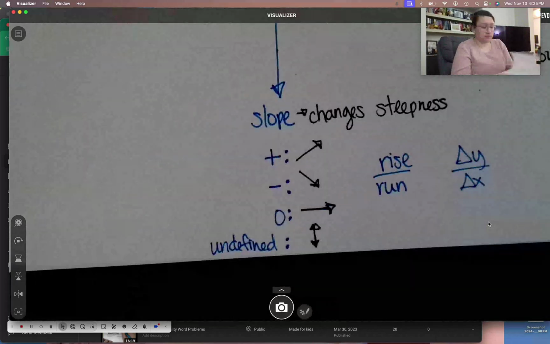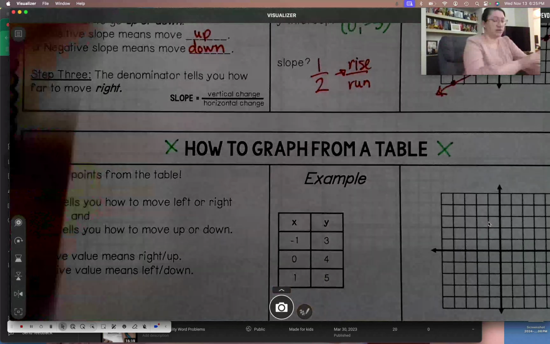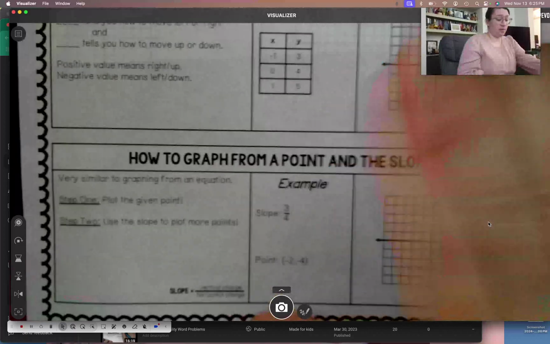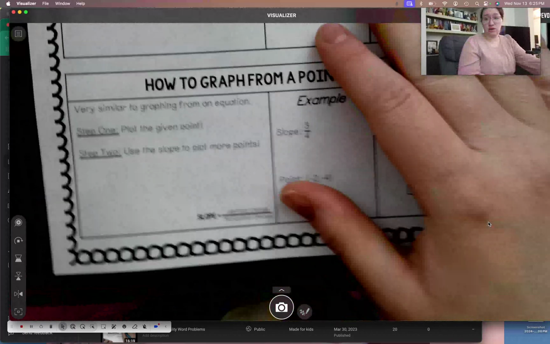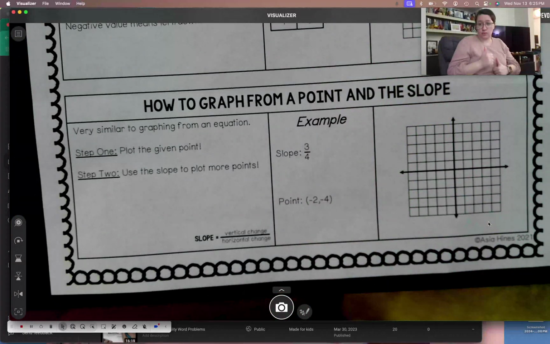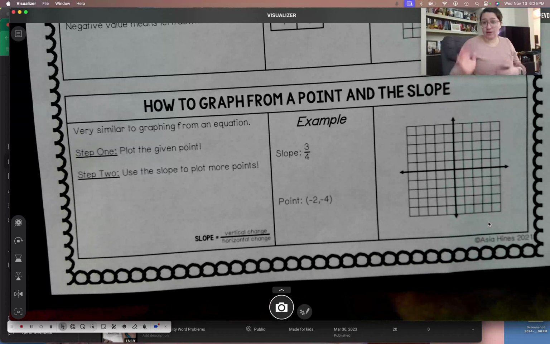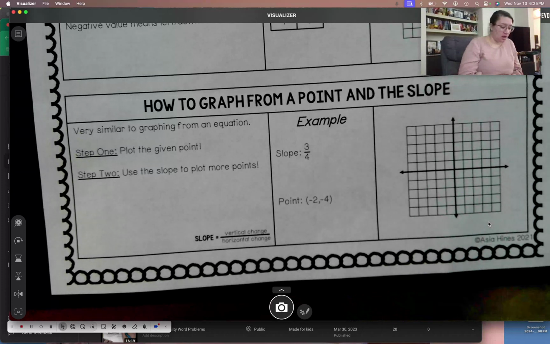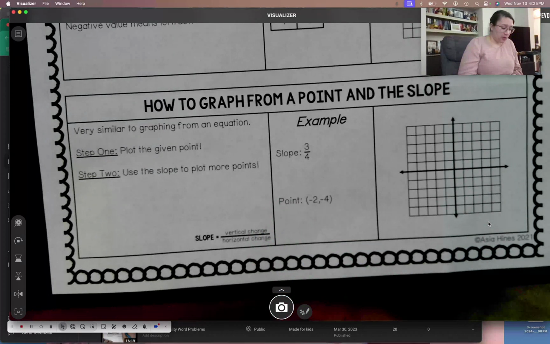Again, just when you're ready for graphing points from the slope, or from a point and a slope, play the video when you're ready for that part. Good luck. All right, I'm clearly not going to do that right now. Like I said, we're going to talk about it in class. How to graph from a point and a slope.